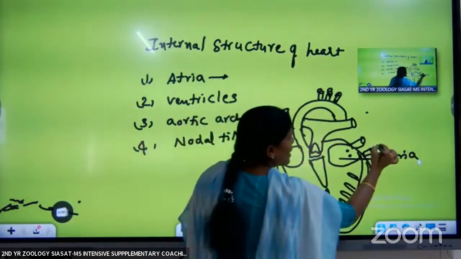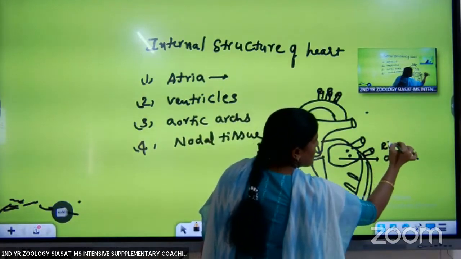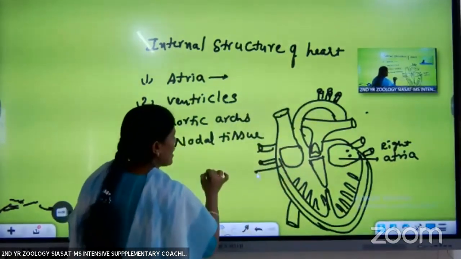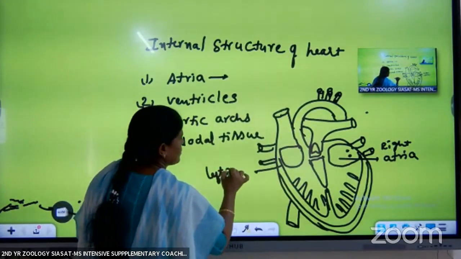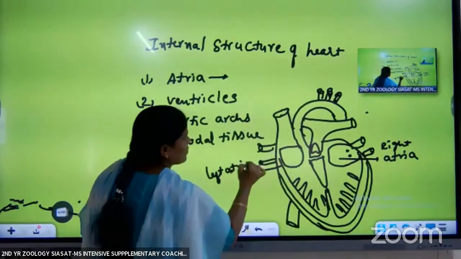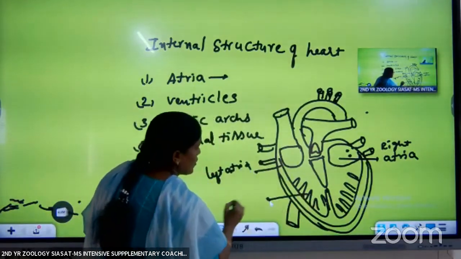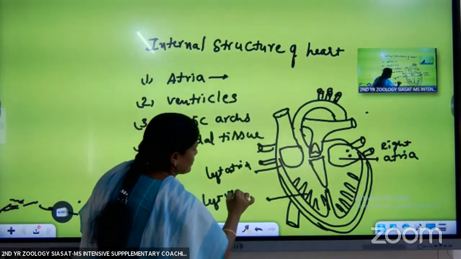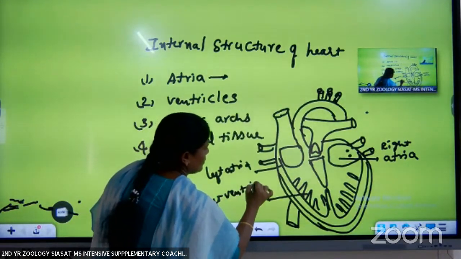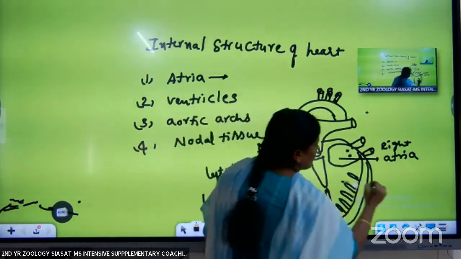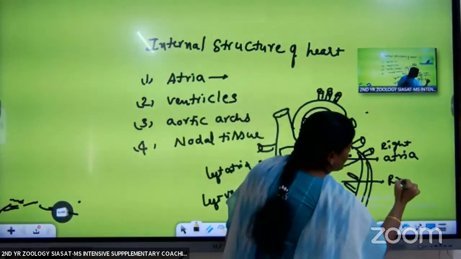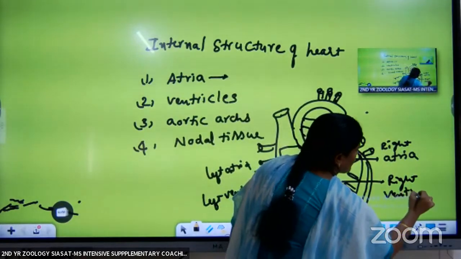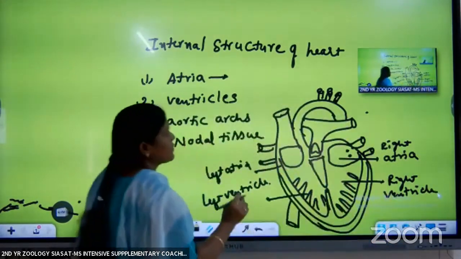This is called the right atria. This one is on the right side, that's why we call it the right atria. This side is called the left atria. Next, the lower chambers we call the ventricles. This one is the left ventricle, and this is the right ventricle.